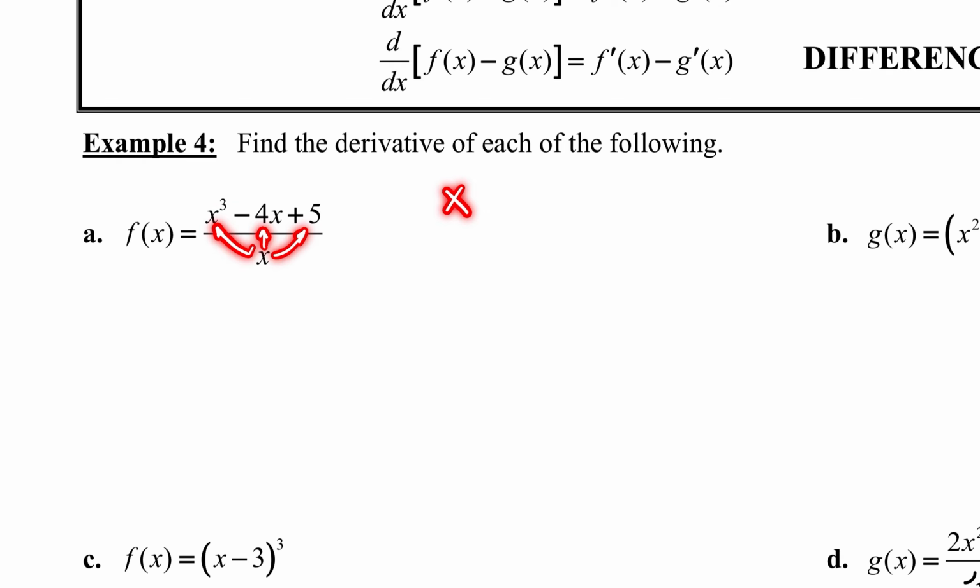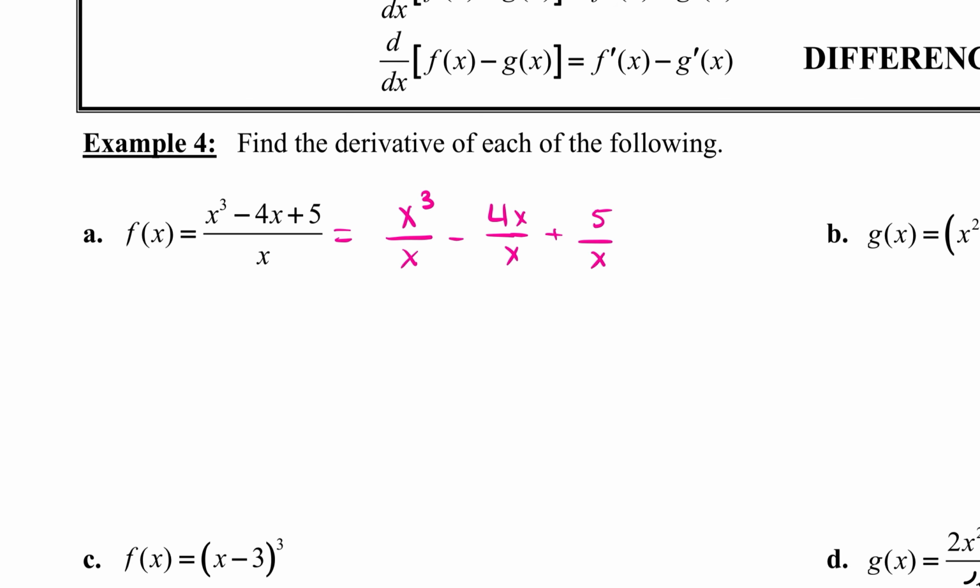The reverse is not true, though. If you have x over x cubed minus 4x plus 5, you cannot break this one apart. That one is going to involve something totally different that we'll get into way later in the year. For now, just know that this can be rewritten as x cubed over x minus 4x over x plus 5 over x. And we could do some simplifying there, right?